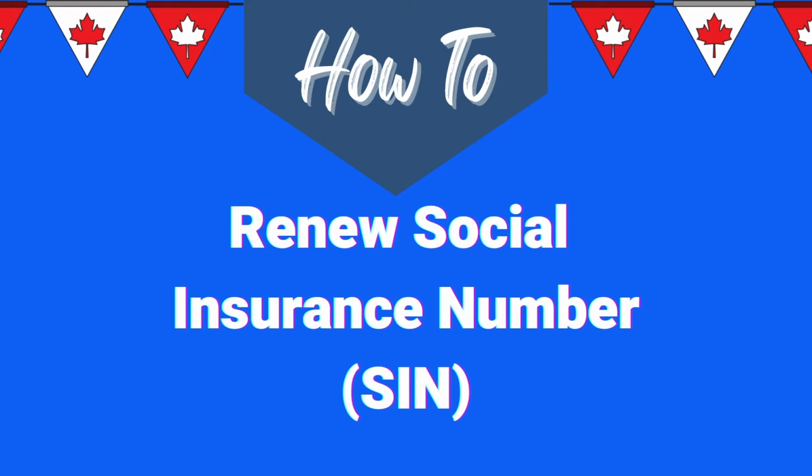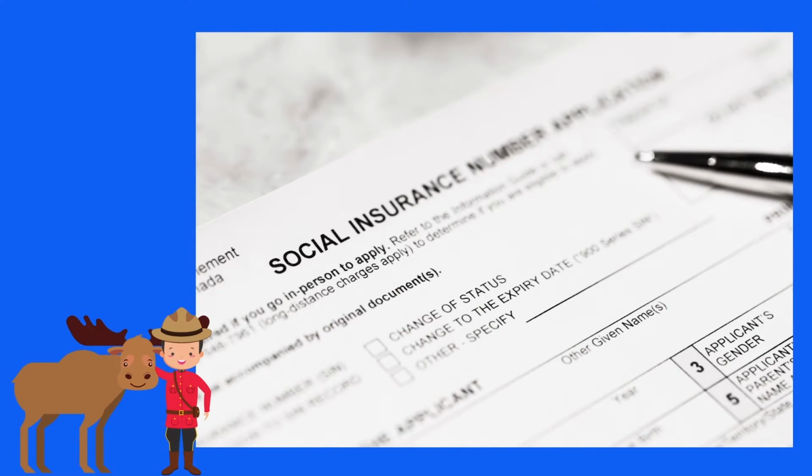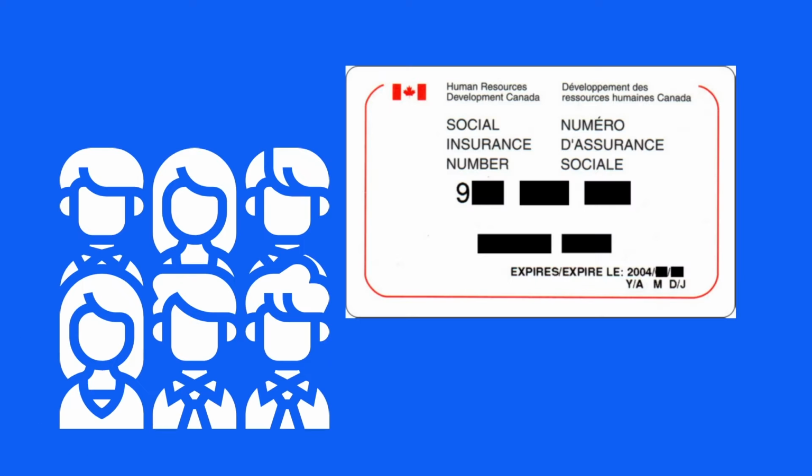A social insurance number or SIN is a 9-digit number that is necessary in order to work in Canada or to have access to government programs and benefits. SIN for temporary workers or foreign students who aren't Canadian citizens or permanent residents begins with the number 9 and is only valid until the expiry date that is indicated on the immigration documents.